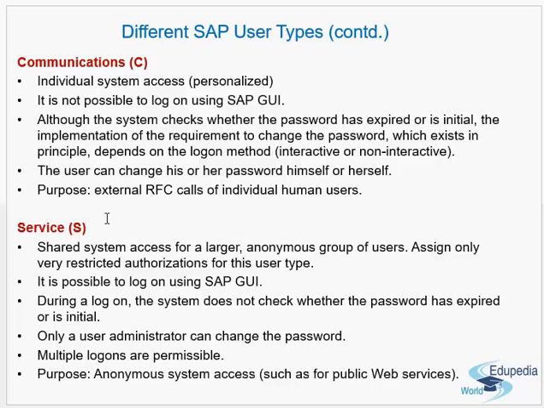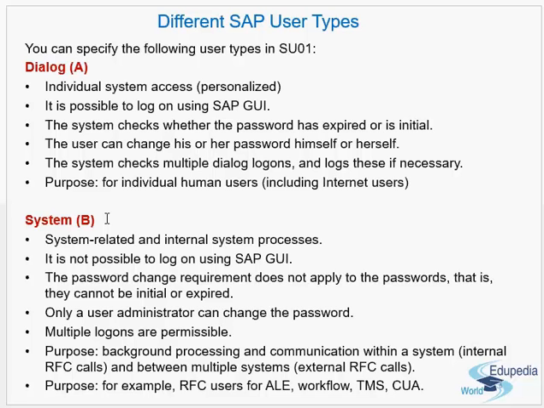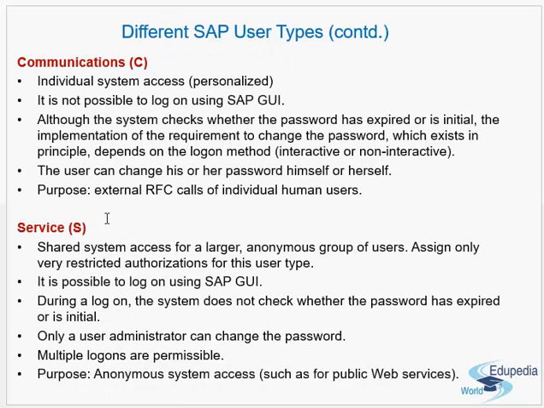Now this communication user, don't get confused with the system user ID. System user ID is used internally, you give it in the RFCs. So that's used for internal as well as external RFC processing and all other workflow, TMS, CUA, which use the concept of RFCs. Now, this communication user ID is when you give a user type as communication, he cannot log in with SAP GUI. But however, you can give this in RFC also.